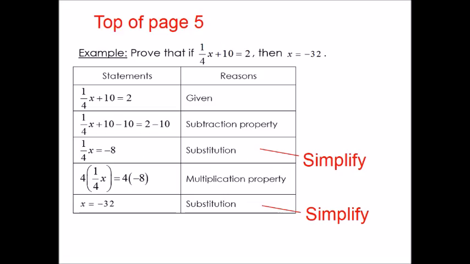In the third line of this proof, you can also use simplify as the name of the reason for how 1/4 x plus 10 minus 10 becomes 1/4 x, and how 2 minus 10 becomes negative 8, instead of calling it substitution. We can also use simplify as the name of our reason in the last line for how we changed 4 times 1/4 x into x, and 4 times negative 8 into negative 32.